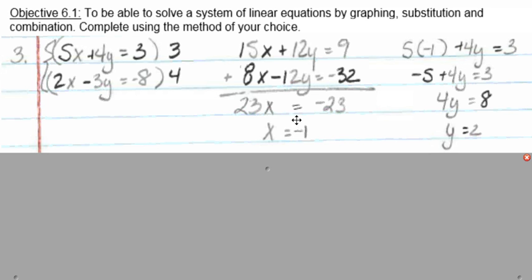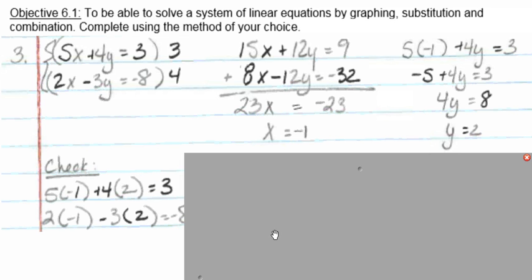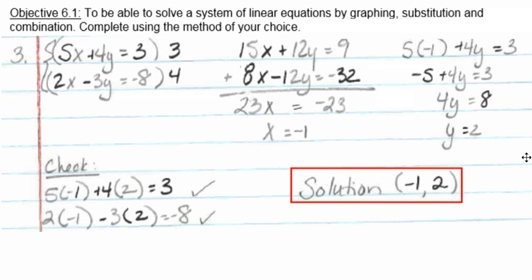The only way to be sure is to take both the values for x and y and substitute them into each of the original two equations and make sure I get back what I'm supposed to. So by substituting in the first equation, will I get back a 3? By substituting the second equation, will I get back the negative 8? So again, by substituting, we'll have a negative 5 and a positive 8, which should give me the 3. Then I would have a negative 2 and a negative 6, which would also give me the negative 8. So both work. Therefore, my solution to my system would be the location negative 1, 2.